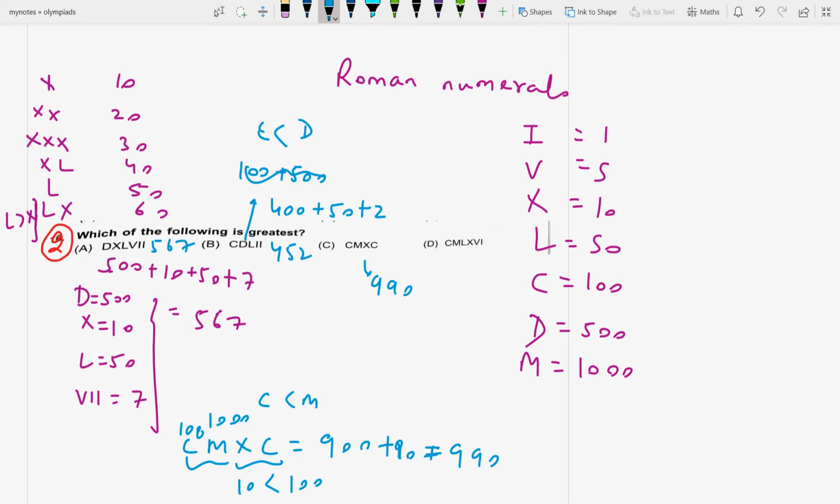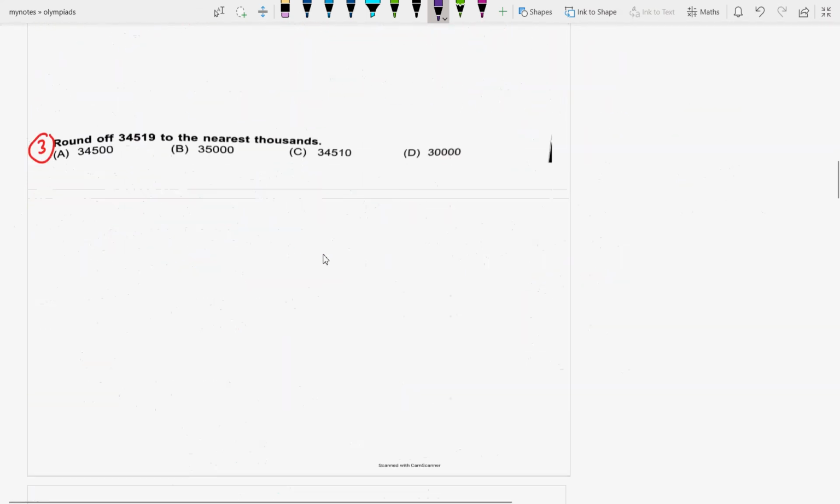Again CMLXVI. C is less than M, that is 100 and 1000, so it comes out to be 900 plus LX. LX is 50 and 10, that means 50 plus 10, and then VI, that means 5 and 1, which is 6. So it comes out to be 966. So it has been asked which is greatest, then the answer will be option C. 990 is greatest.